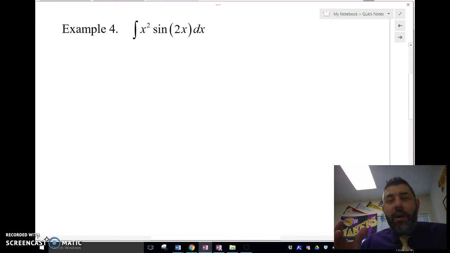Examples number 4 and 5 are integration by parts problems, but example number 6 is not, but I'm just going to throw it in there as an additional problem to look at.